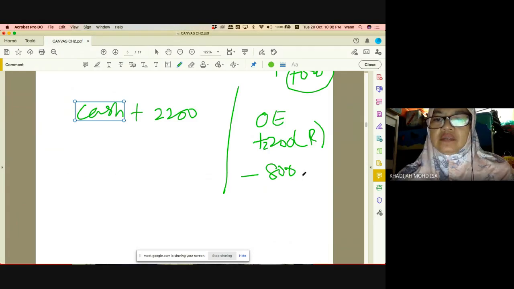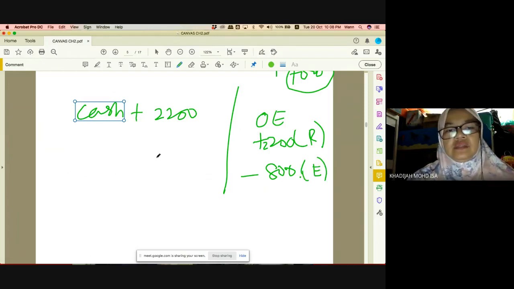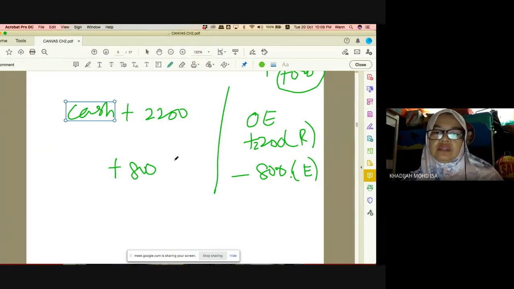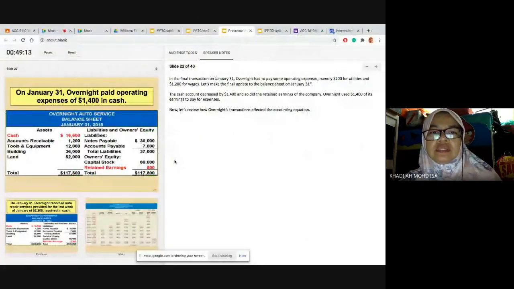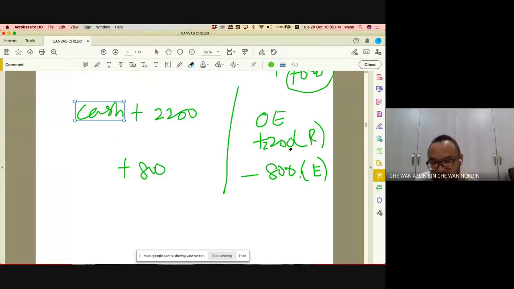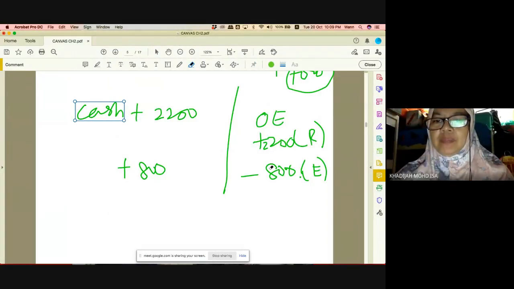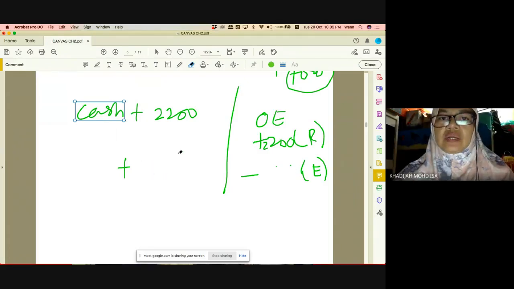800 because dia expenses. Sini campur 800 cash. Betul tak? So retained earning. Salah. Kenapa salah? Apa yang salah? 1,400. 1,400 minus 800. Yes. Minus berapa? 1,400. Balance 800. Yes, betul. So kat sini dia akan minus 1,400.